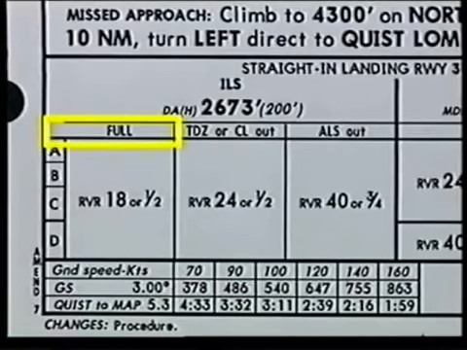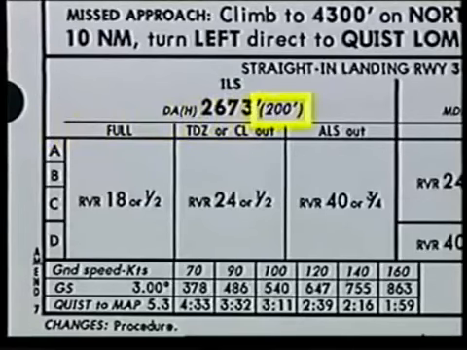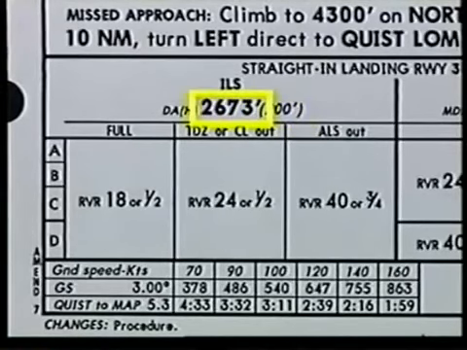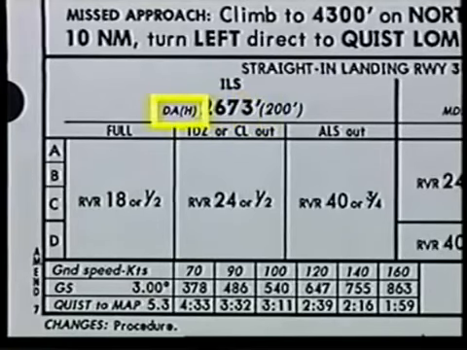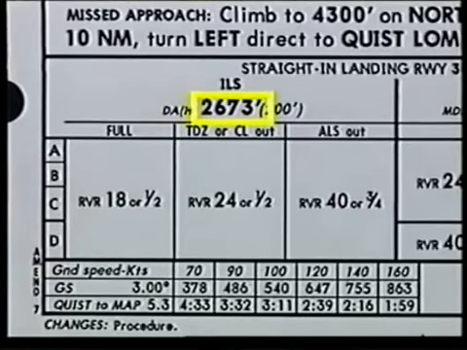In this example, no matter which category of aircraft you're flying, you can descend to a decision height of 200 feet above the touchdown zone elevation, which at this location is a decision altitude of 2,673 feet MSL. Notice that these figures are labeled DA (H). The DA, or decision altitude, is the MSL altitude where you must make your decision to execute a missed approach or to continue the approach. The DH, or decision height, is shown within the parentheses.